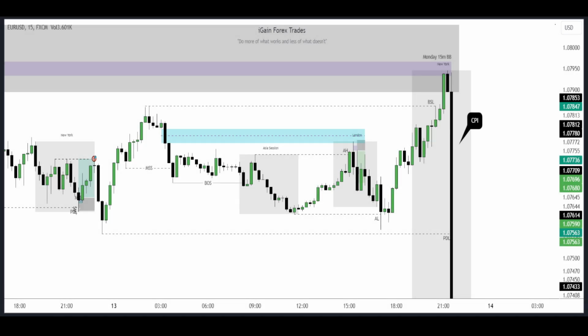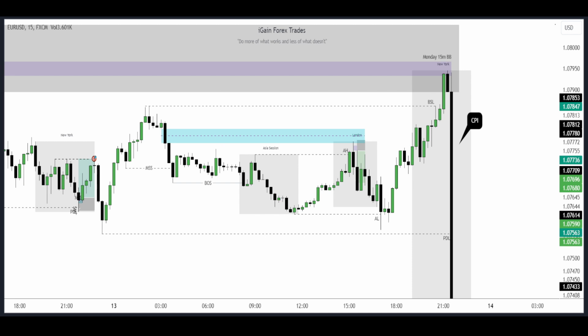Okay guys, so we are now on the second day of the week. That's February 16th. As you can see here, we have this Asia, London, and then this New York. We have our CPI news. CPI, this long candle, this is the CPI news candle.